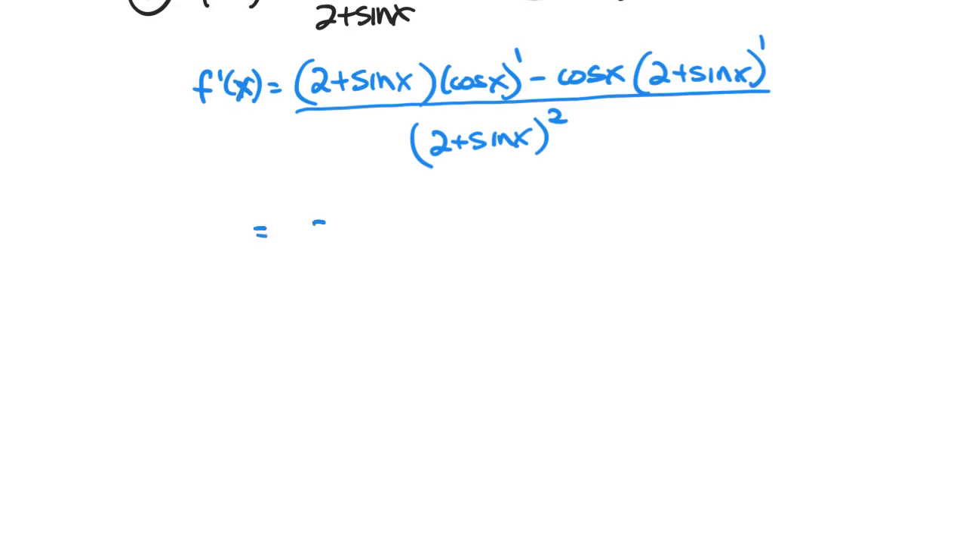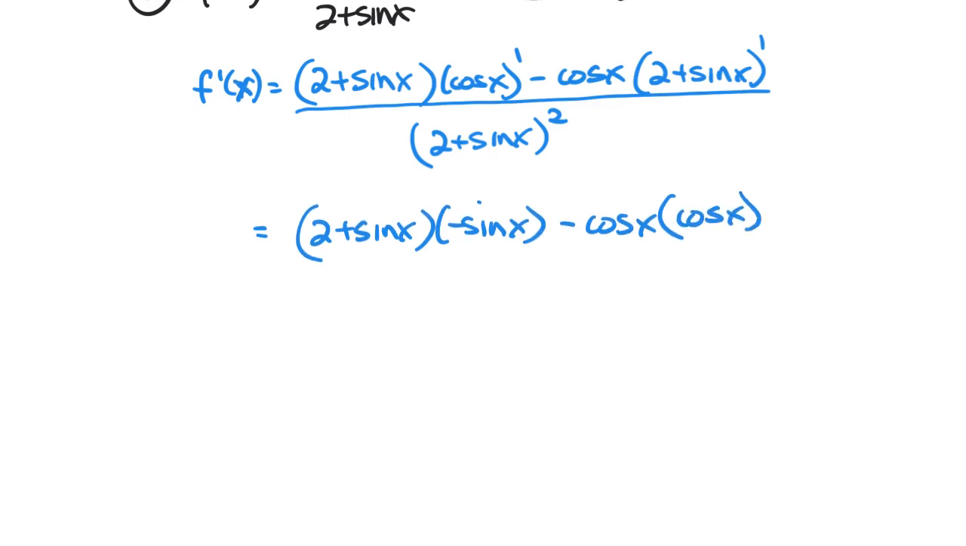This is equal to 2 plus sine of x times negative sine of x, the derivative of cosine, minus cosine of x times the derivative of 2 plus sine of x. The derivative of 2 is 0. Derivative of sine of x is cosine of x. All over 2 plus sine of x squared.